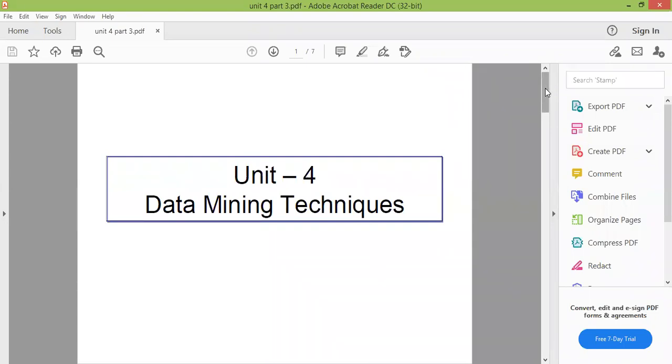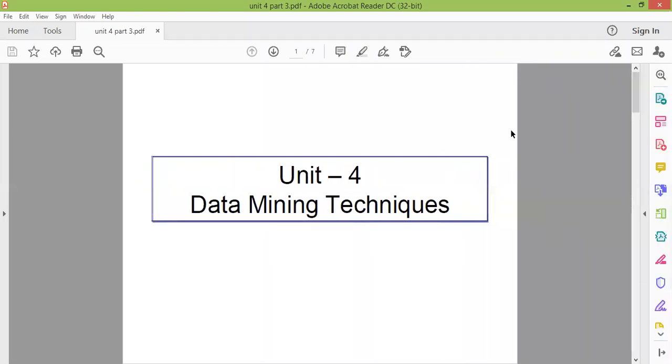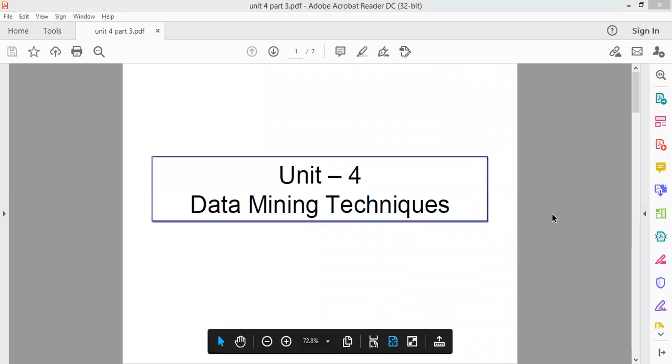Just wait for 2-3 more minutes so that everyone can join, and then we'll start. Is anyone facing any problem in this subject? Reply me. Ankit? Ankit, unmute yourself.